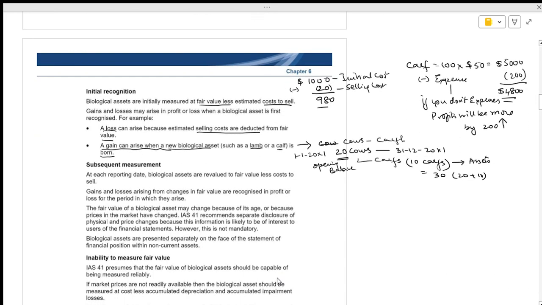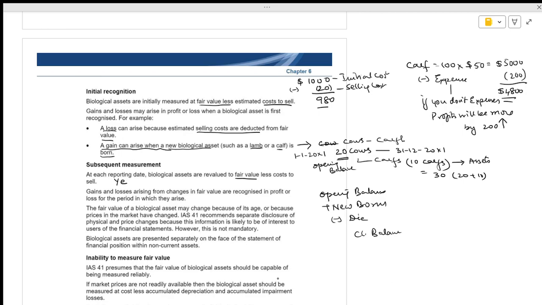Now, fine, this is very simple. What happens subsequently? At each reporting date, that is, at the end of each year, biological assets are revalued at fair value. What is the fair value? There will be an opening balance, there will be new births, and some will die. And you will have the closing balance.